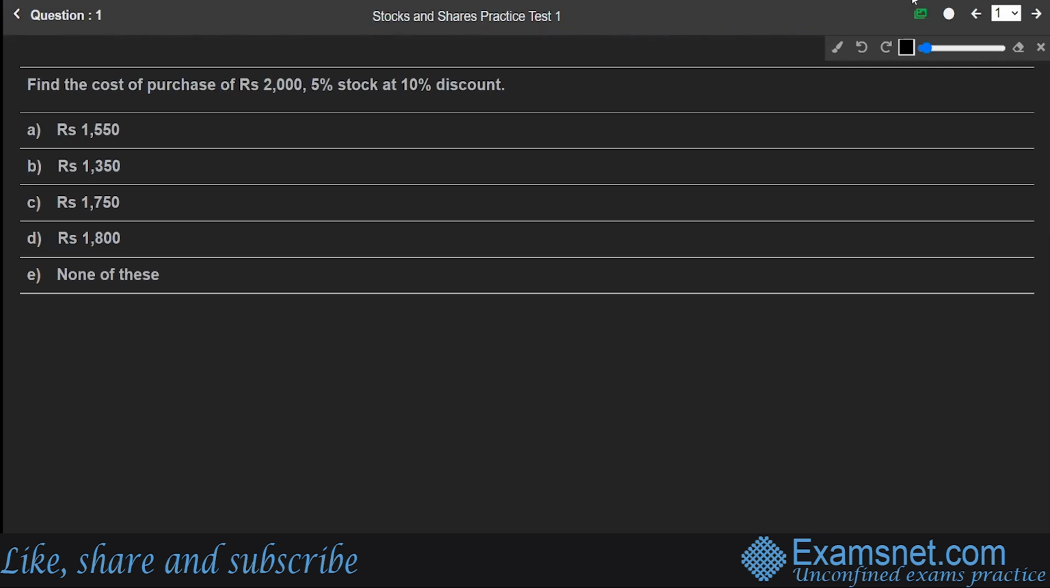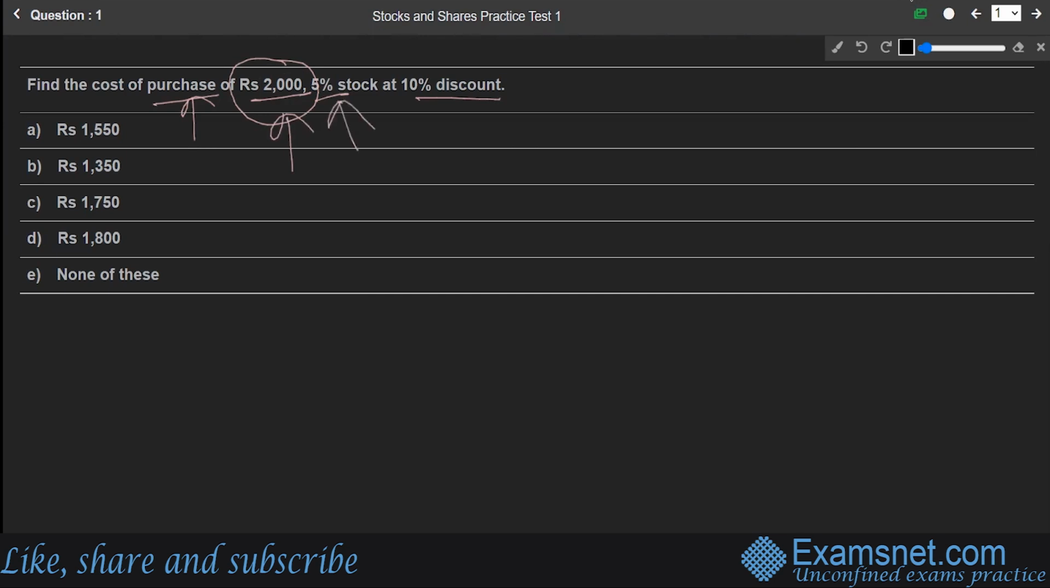Okay, so the first question of the stocks and shares practice test is: find the cost of purchase of rupees 2000, 5% stock at 10% discount. So here we need to understand the cost of purchase being asked. Cost of purchase is that cost at which the purchase has happened. The total market value of some shares was 2000 rupees, and then he's offering a 5% stock.